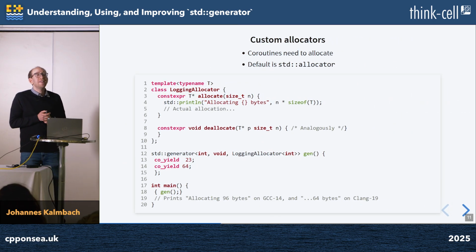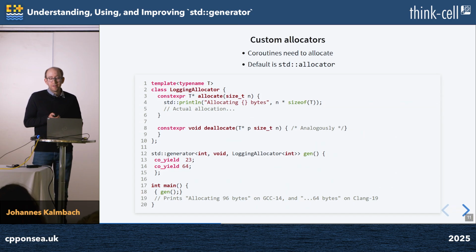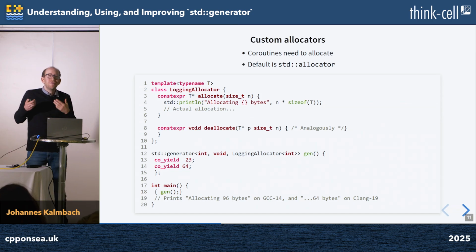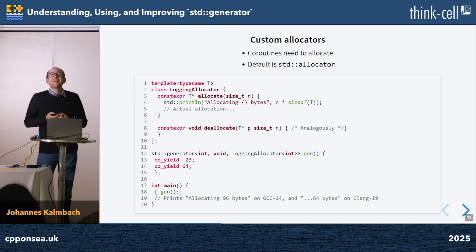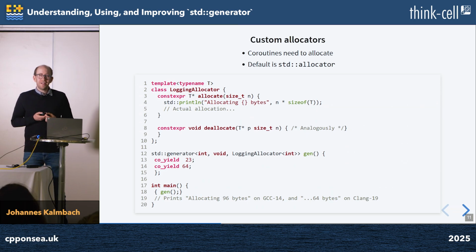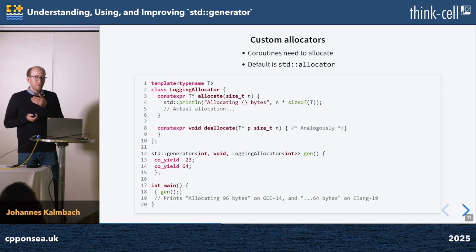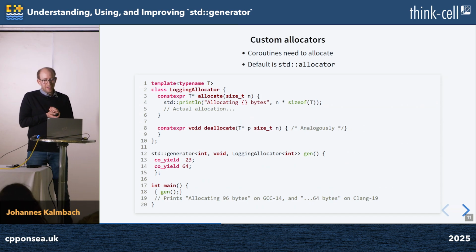The last template argument that the generator has is an allocator. And even if you haven't heard about coroutines at all, what you can deduce is if it has an allocator, it probably allocates memory. And in general, all coroutines need to allocate. We'll go into detail a little bit later.